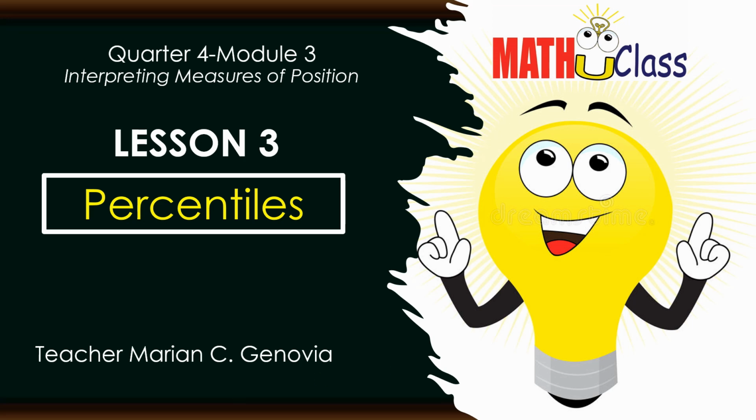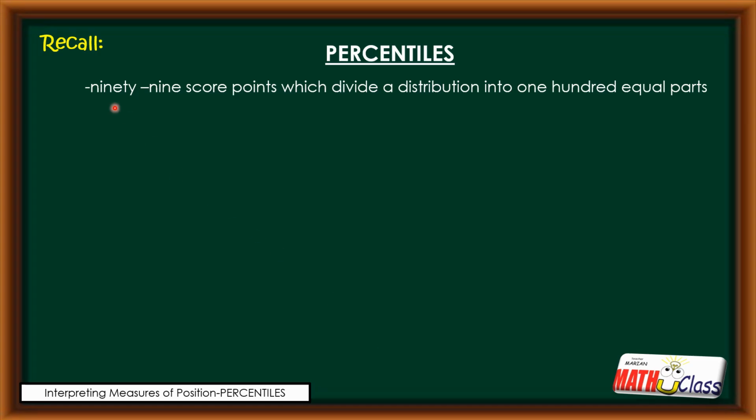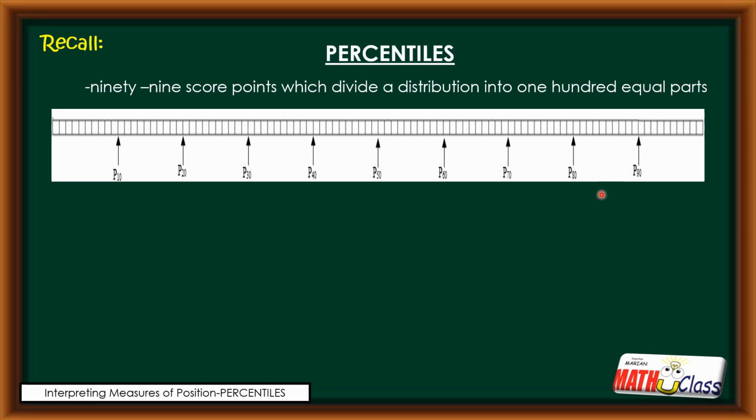First, let us recall that the percentiles are the 99 score points which divide the distribution into 100 equal parts. It is used to characterize values according to the percentage below them. For example, the first percentile, or P1, separates the lowest 1% from the other 99%. The second percentile, or P2, separates the lowest 2% from the other 98%, and so on.